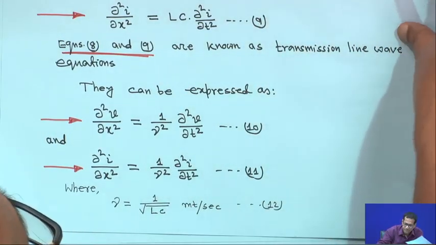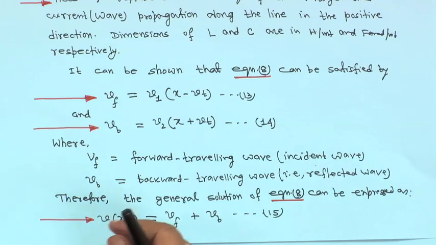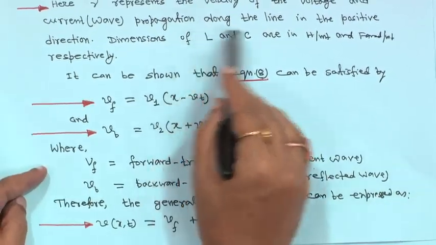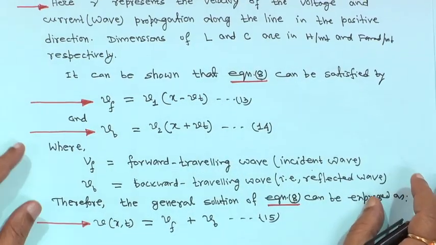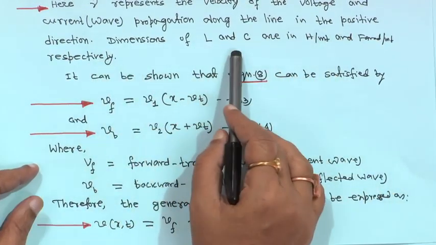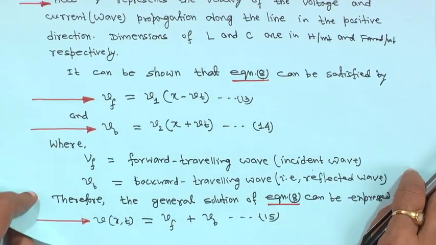Now, here gamma actually represents the velocity of the voltage and current wave, that is, the propagation velocity of voltage and current along the line, in the positive direction. The dimensions of L and C are Henry per meter and Farad per meter respectively, right.